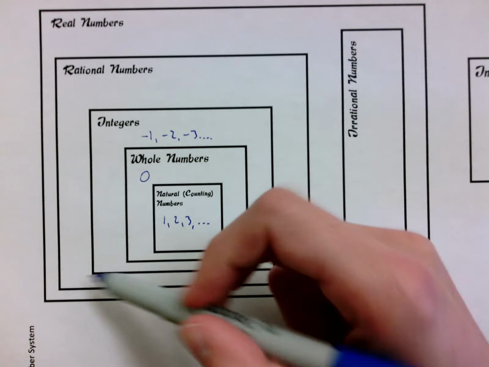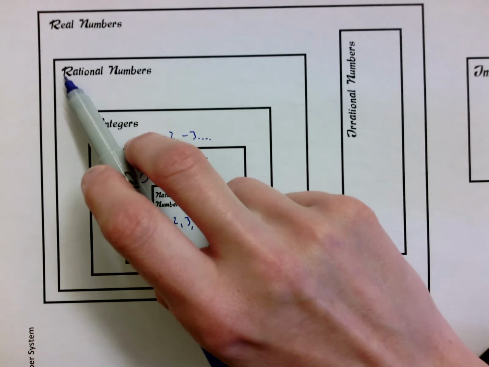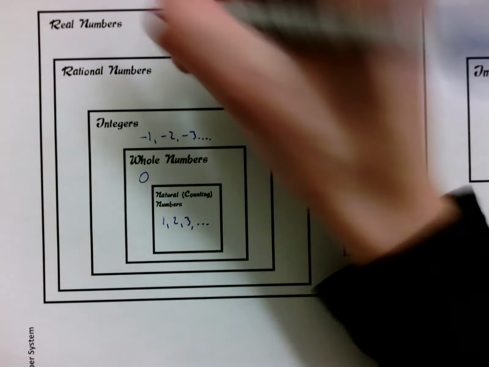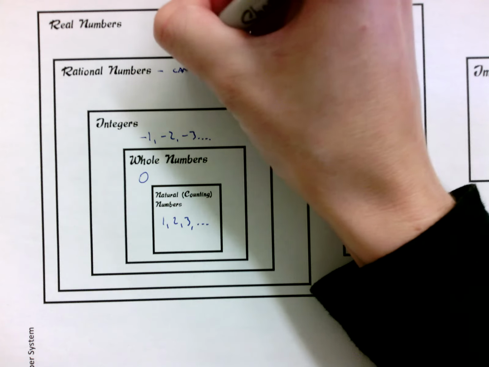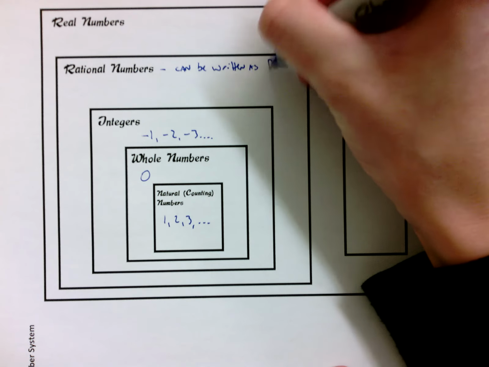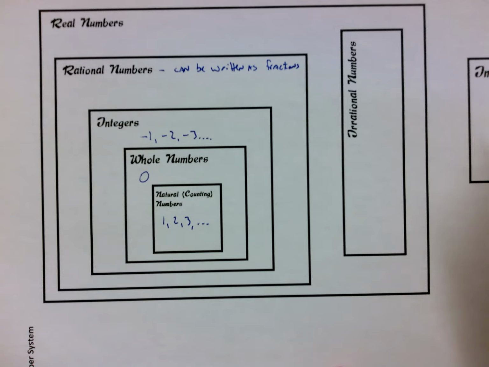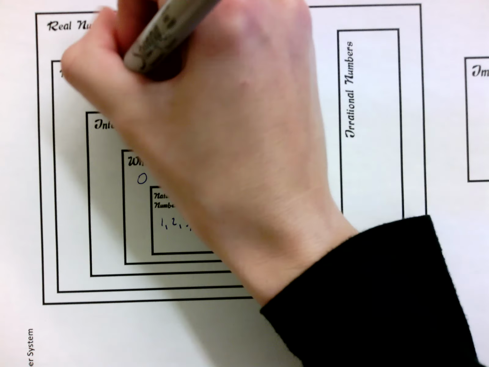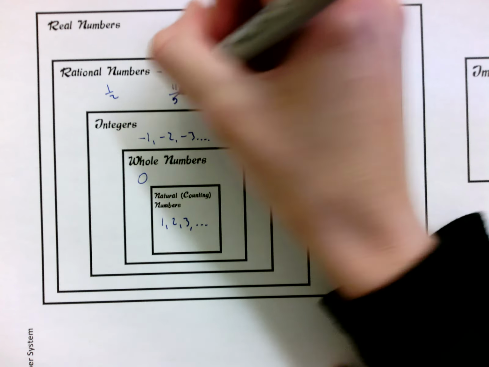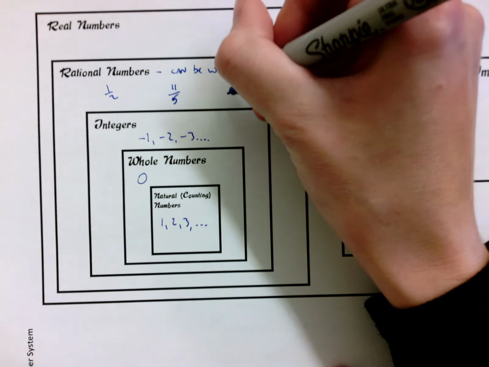All right. Next set that we have is called the rational numbers. And you're going to see the root word ratio in the word rational. These are numbers that can be written as fractions. Okay, they don't necessarily have to be written as fractions, but they can be. Okay, so examples, 1/2 is a rational number. Okay, 11/5 is a rational number. Even though it's improper, that's fine.